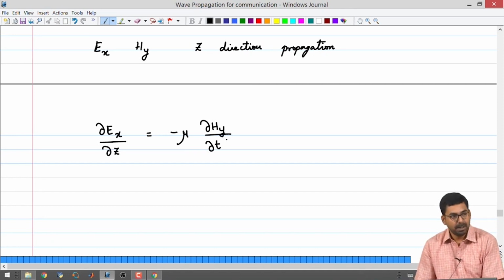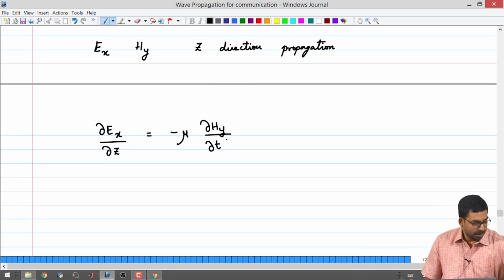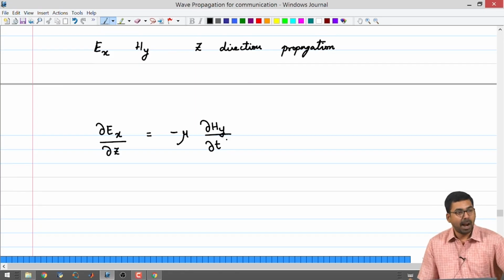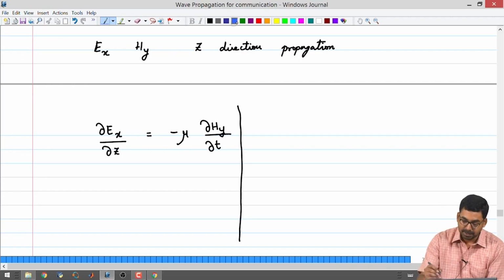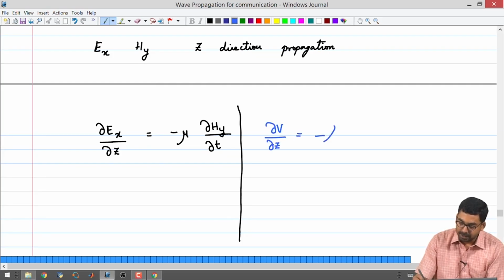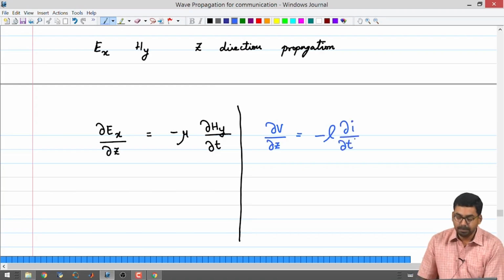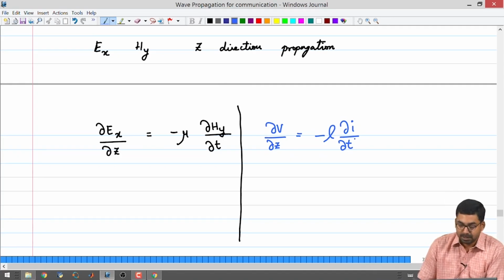Okay. All right. Now, let us just go back to our notes and write down what equation we originally had for our transmission line. Okay. So, I will just write down the transmission line equation on the right hand side to just establish the equivalence. Okay. I had ∂V/∂z is equal to minus L ∂I/∂t, okay. So, it is exactly the same. If you just change the variables, it is exactly the same.